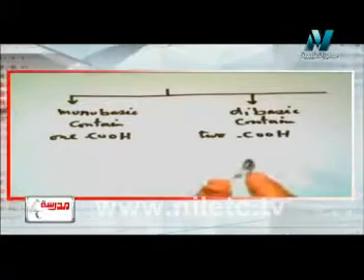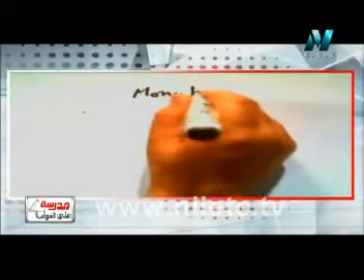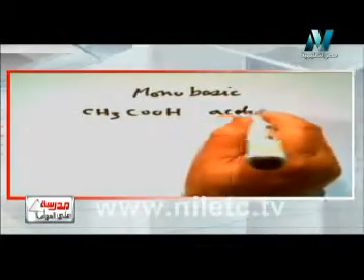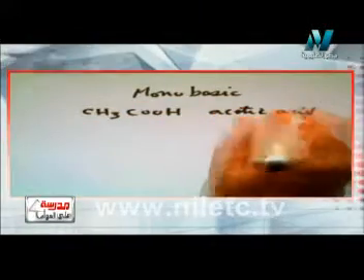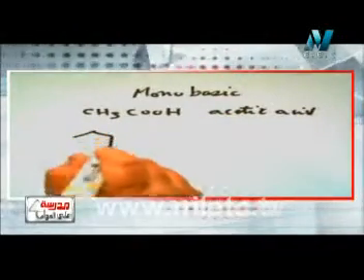Let's take examples for mono and another example for dibasic acids. Monocarboxylic acids or monobasic acids are such as CH3COOH, acetic acid, or C6H5COOH, benzoic acid.